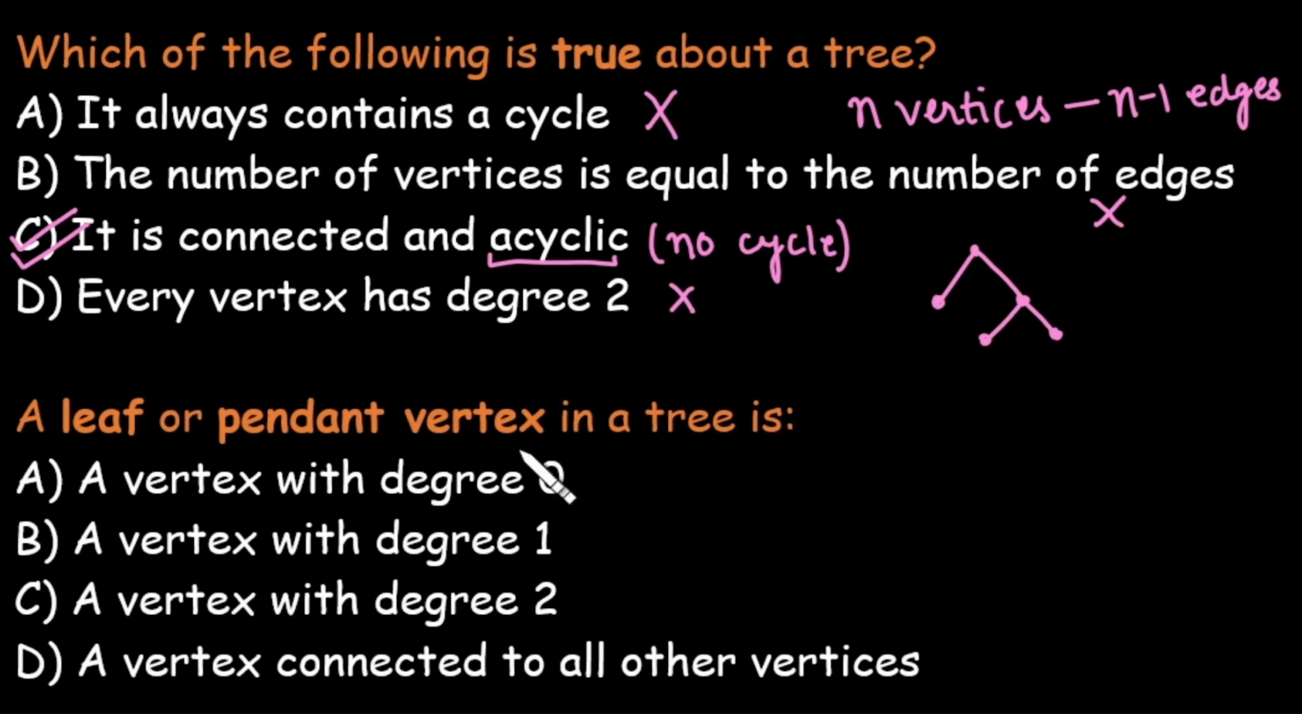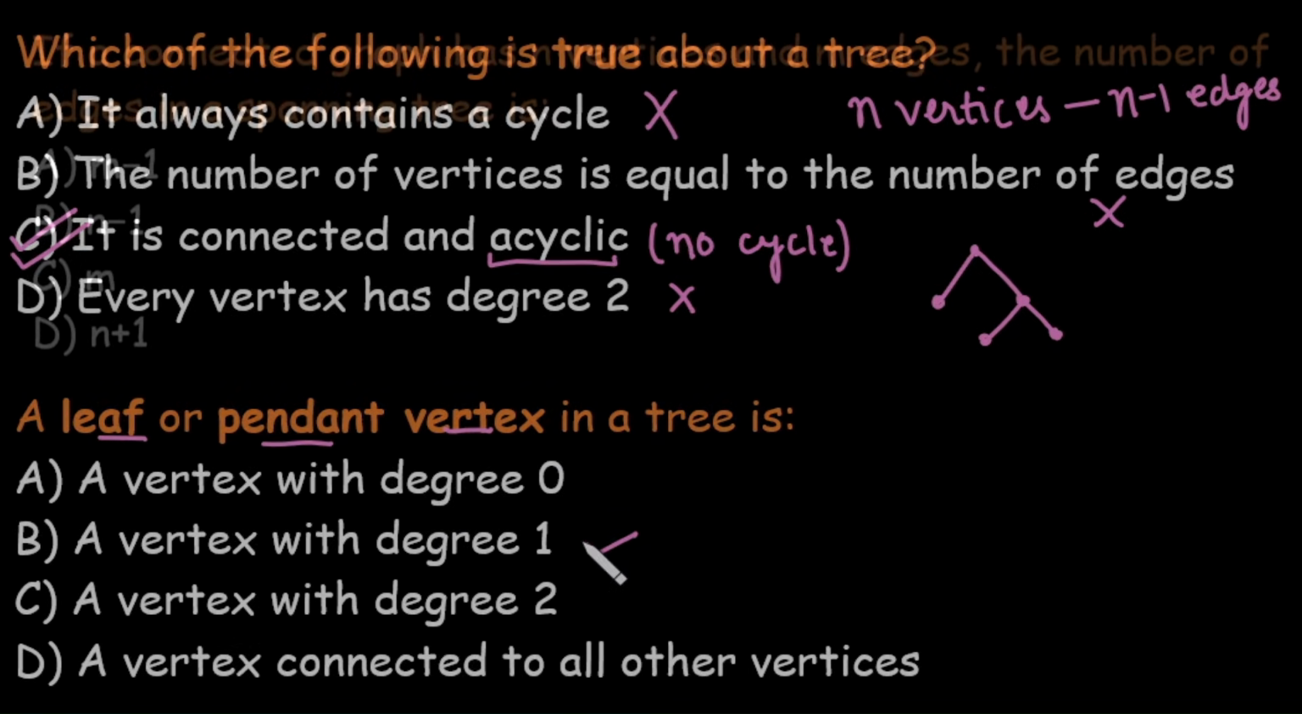Next case, a leaf or a pendant vertex in a tree is a vertex with degree 0, with 1, with 2, or a vertex connected to all other vertices. A leaf or pendant vertex means the degree of the vertex is 1. If the degree of any vertex is 0, that is called isolated, but that will not be a part of a tree because a tree is a connected graph.